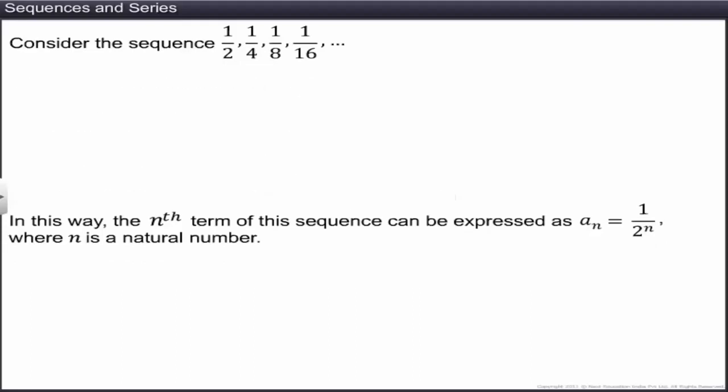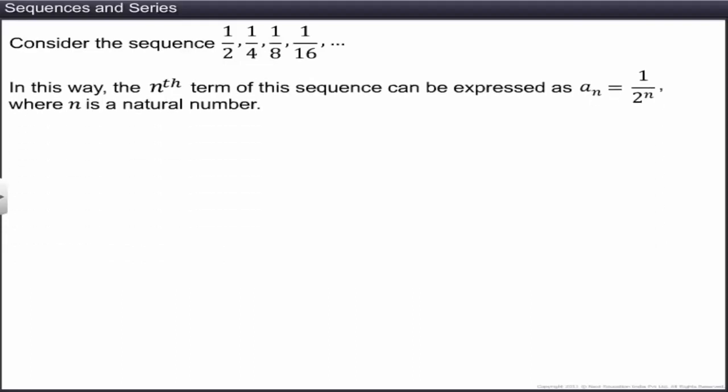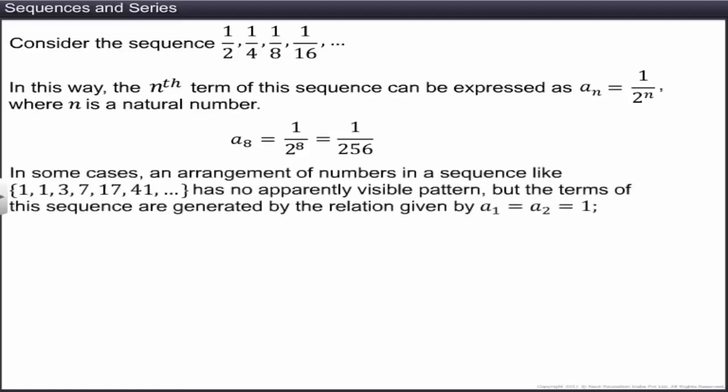Using this nth term of the sequence, we will be able to find any term in it by substituting the term value in place of n. Thus, the 8th term of this sequence is given by 1/2 raised to the power of 8, which is equal to 1/256.